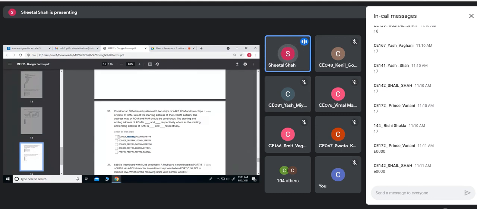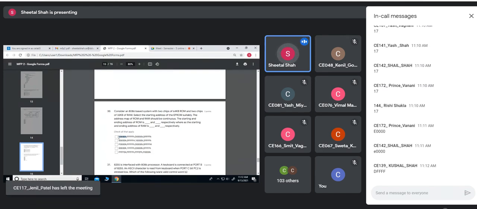So this is for the ROM. Now for the RAM, the starting address and ending address. The RAM address should be continuous. If this is the starting address of the ROM, and I want the addresses to be continuous, what should be the last address of the RAM?